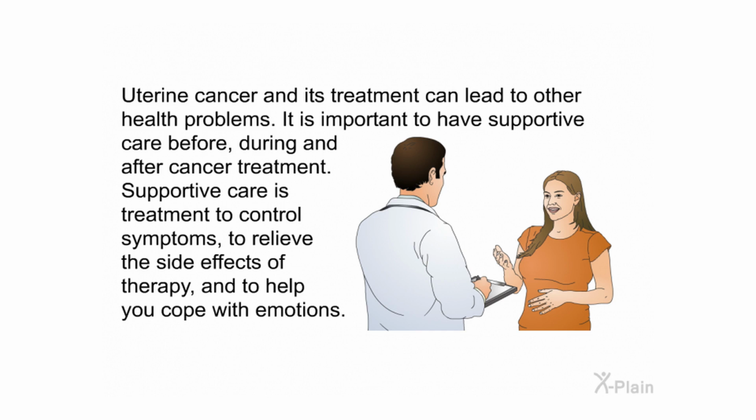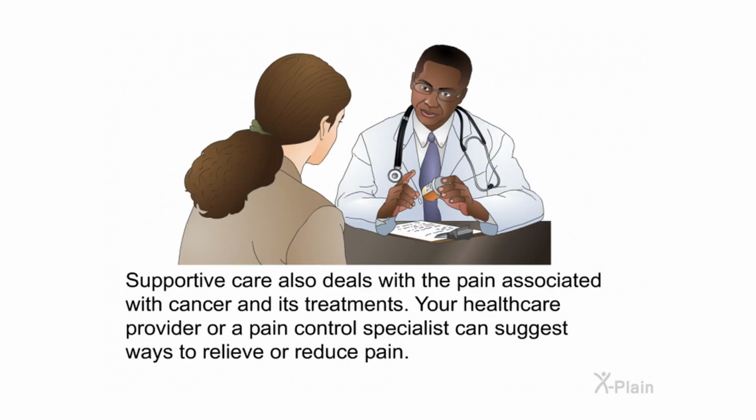Uterine cancer and its treatment can lead to other health problems. It is important to have supportive care before, during, and after cancer treatment. Supportive care is treatment to control symptoms, to relieve the side effects of therapy, and to help you cope with emotions. Supportive care also deals with the pain associated with cancer and its treatments. Your healthcare provider or a pain control specialist can suggest ways to relieve or reduce pain.